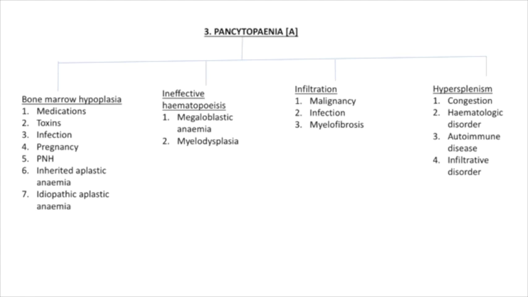Here, the different causes include congestion, for instance, where the classic setting is portal hypertension. Then any hematological disorder, any autoimmune disease like SLE, and infiltrative disorders, which can be cryoglobulinemia, hemochromatosis, amyloid, porphyria, and even sarcoidosis. So there you have it, folks. We're looking at 13 causes here of pancytopenia.